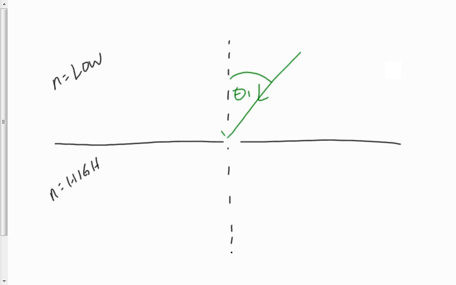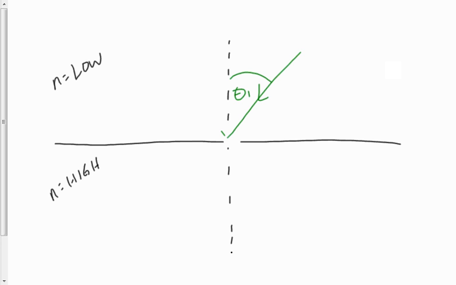When it slows down, when V decreases, lambda will do what? The wavelength will do what? As n goes up, V goes down. Lambda will also go down. The wavelength will also decrease.